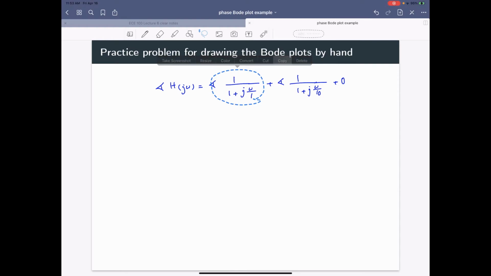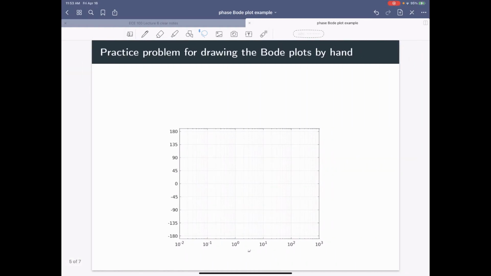So let me copy this one. Let's plot this first. So I'm plotting the angle of H of j omega. This is my phase Bode plot, and then I'm going to label the y-axis. This is phase in degrees, and this is my omega. Okay, so this is my omega naught for this function.